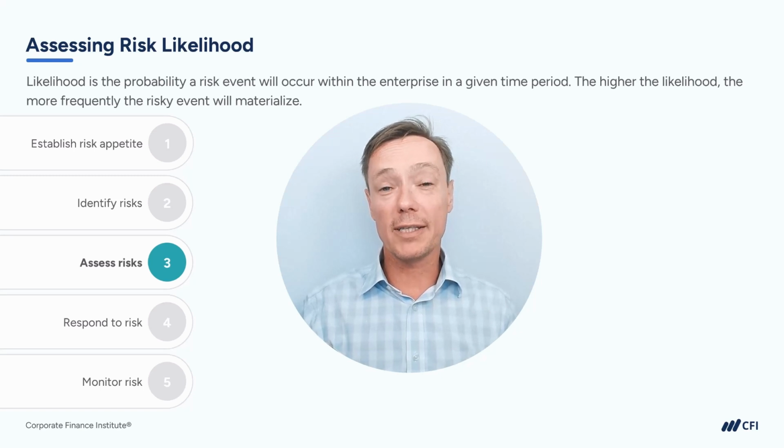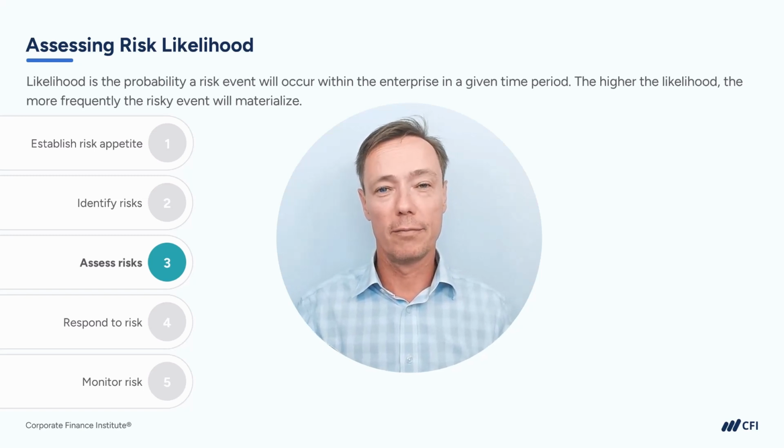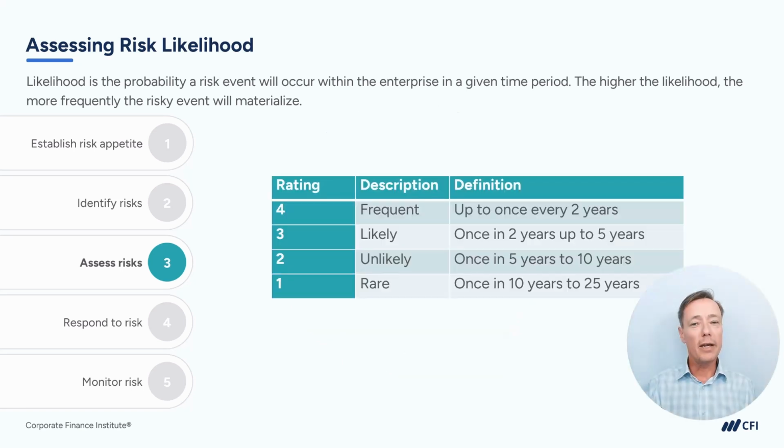Banks will assign a rating scale, typically using both quantitative and qualitative descriptions, measuring the likelihood of occurrence. Here's a simple illustrative example. An event that may only happen once every 10 to 25 years is considered a rare event. It has a very low likelihood of occurring, and so it has a very low rating. At the other end of the scale, an event that may happen once every couple of years is considered a very frequent event, and so these events are given the highest possible rating of 4.